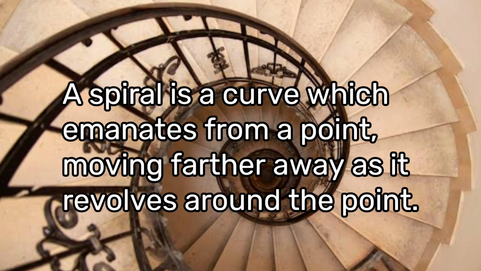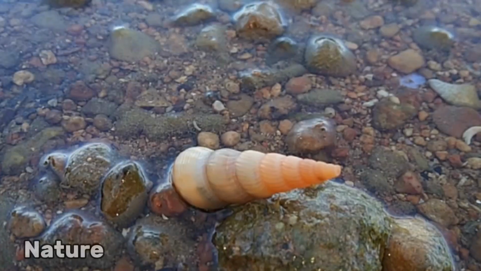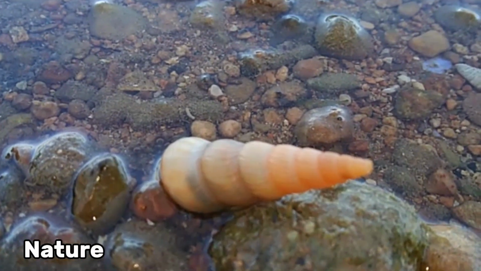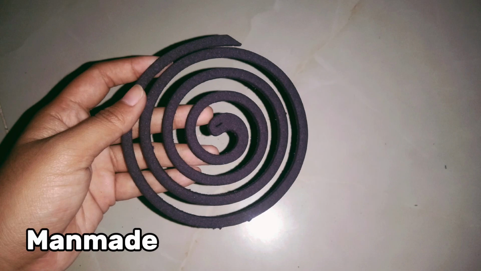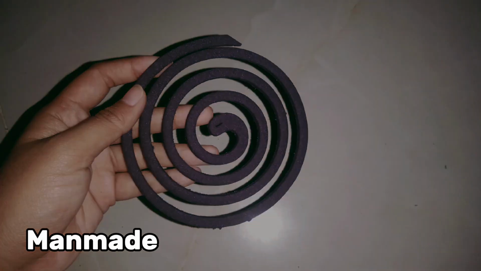Next is a spiral pattern. A spiral is a curve which emanates from a point, moving further away as it revolves around the point. An example of spiral patterns in nature is the seashell, and a man-made example is the kettle product.